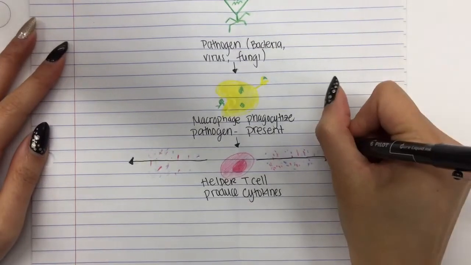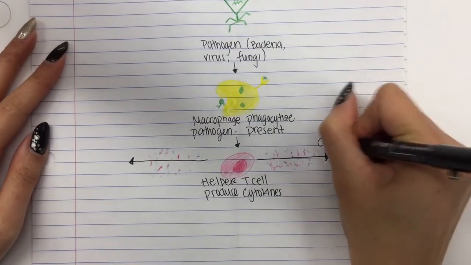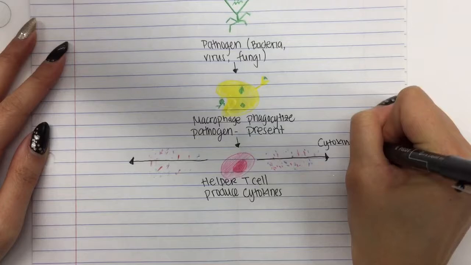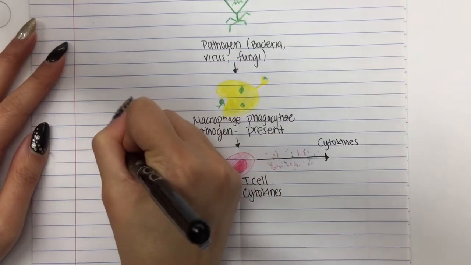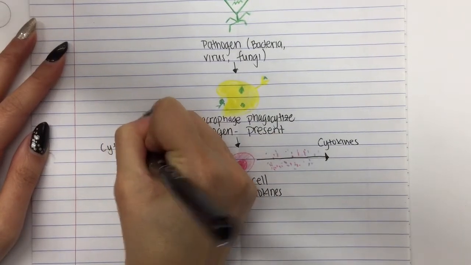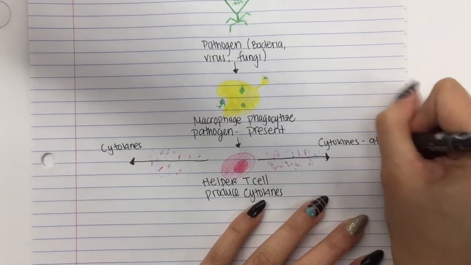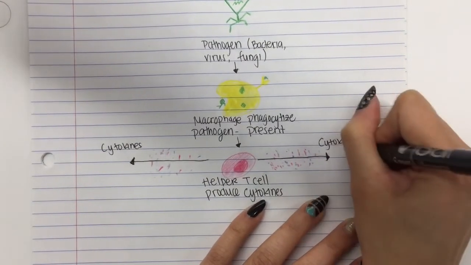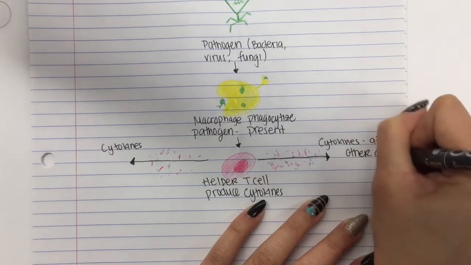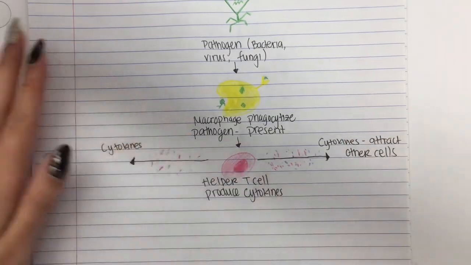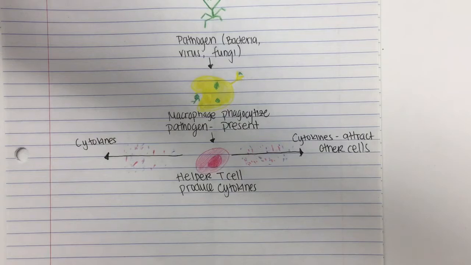Alright, so I'm going to go ahead and label cytokines to the side here, and also over here. There are a couple of different cytokines. Most of them actually do the same job, which is they attract other cells to the area. So yesterday I was trying to figure out an analogy for cytokines, and I finally read one last night that I thought kind of made sense.